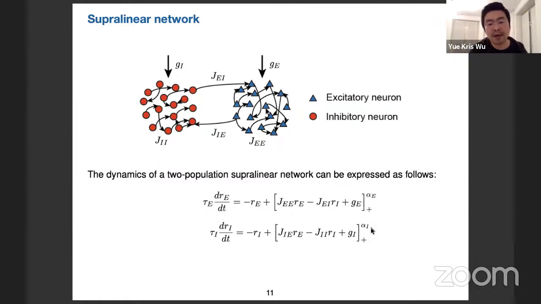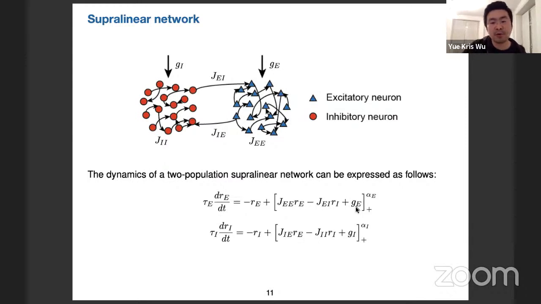Here we are focusing on networks with strong recurrent excitatory connections. In other words, J_EE is large, such that the determinant of the weight matrix is negative. We are particularly interested in how the network responds to the input g_E, because this mimics the stimulation I showed in the experiments.